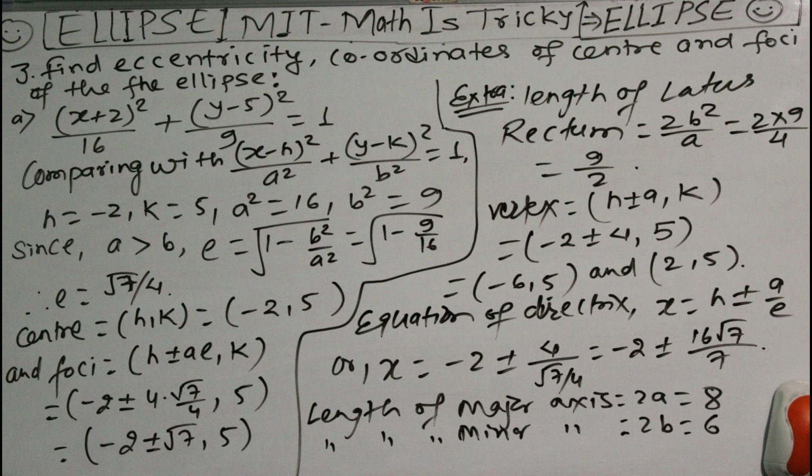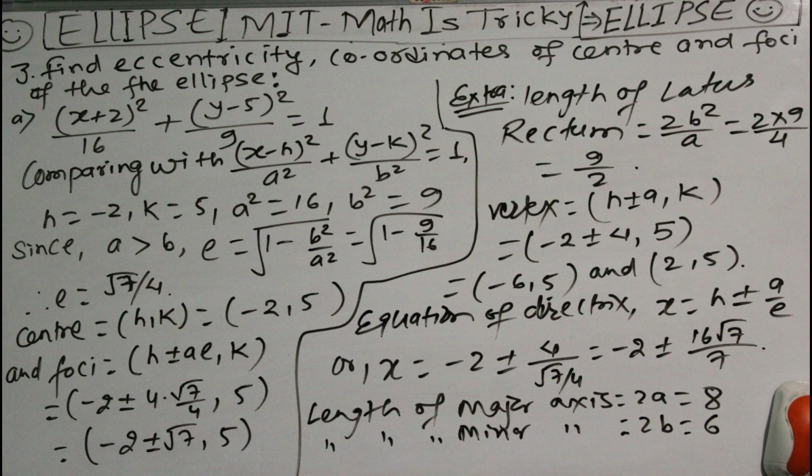So on simplification we'll get here (minus 2 plus minus root 7, 5), because we know the value of h, a and e. So now let's find the length of the latus rectum also. It is given by 2b square by a, that is 2 into 9 by 4, that is 9 by 2, 4.5 we can also write. Vertex is (h plus minus a, k), so we'll get here (minus 6, 5) and (2, 5). On simplification we have the value of h, k and a, just substitute that.